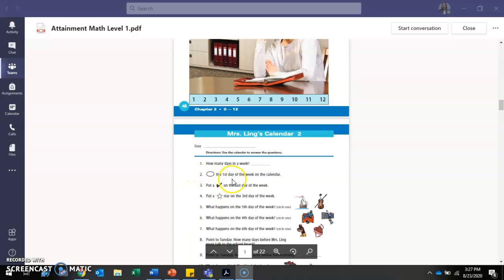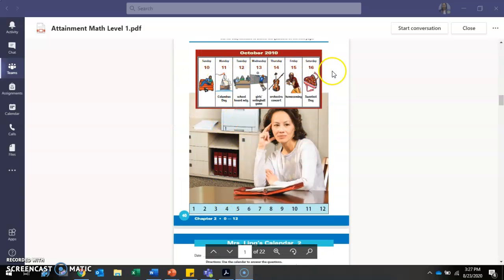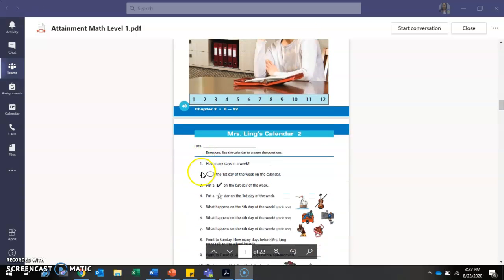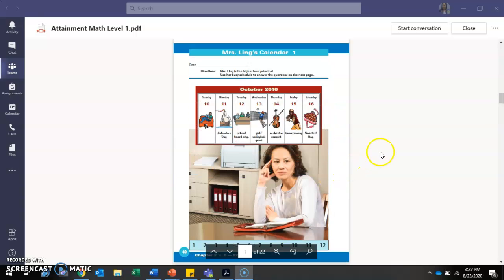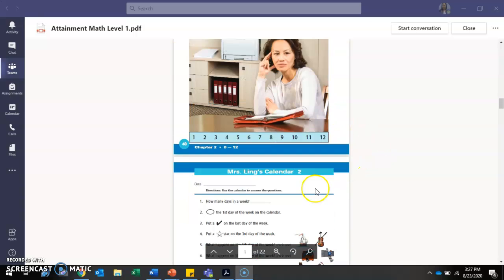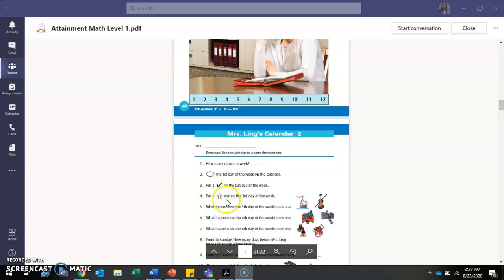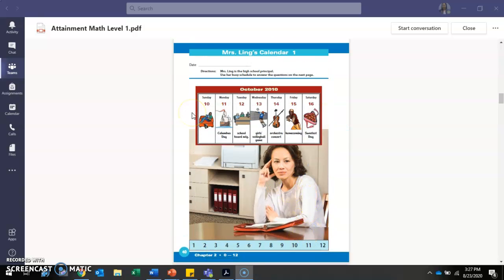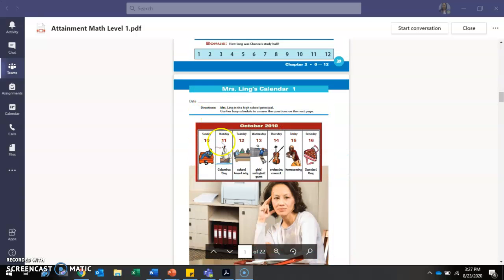Number 2, circle the first day of the week on the calendar. So you're going to circle the first day of the week on the calendar. Circula el primer día de la semana. Number 3, put a check mark on the last day of the week. So vas a poner una check mark en el último día de la semana. Put a star on the third day of the week. Vas a poner una estrella en el tercer día de la semana. So, vas a contar 1, 2, 3. Ese es el tercer día y vas a poner una estrella.